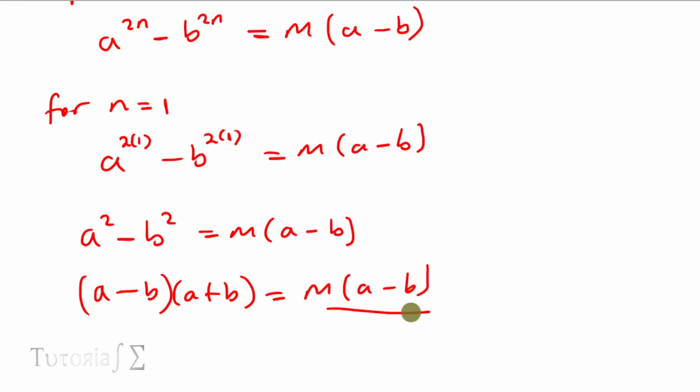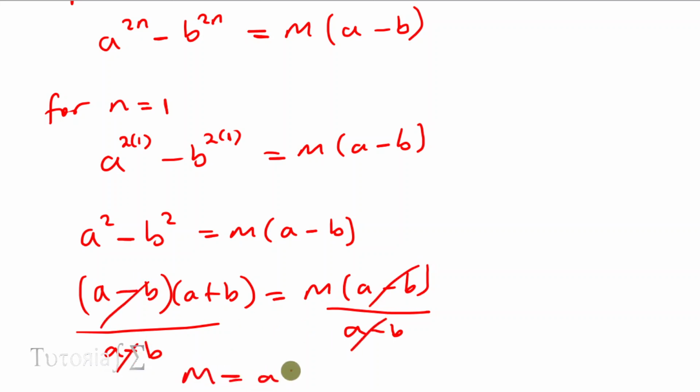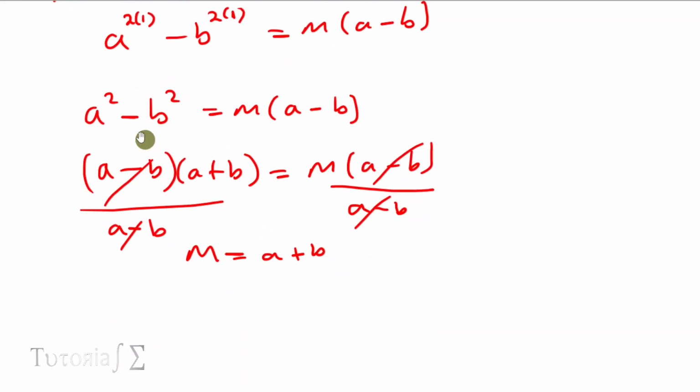And when we divide both sides by a minus b, we see that this and this will cancel, this and this will cancel, and m will be equal to a plus b, which is a linear function. So true for n equals 1. Okay, so we've done the first step. True for n equals 1.